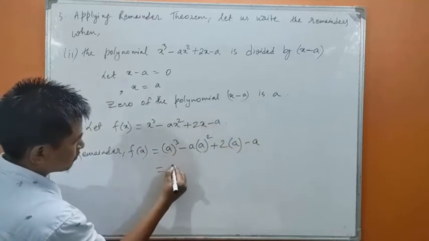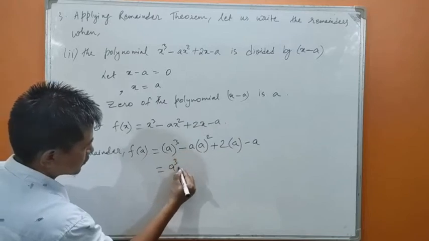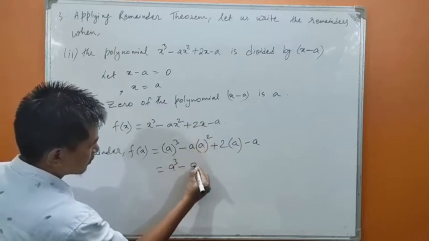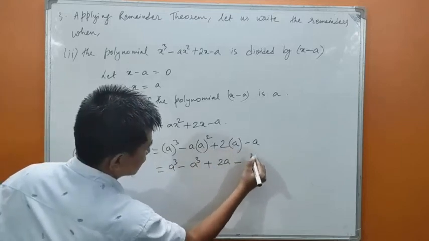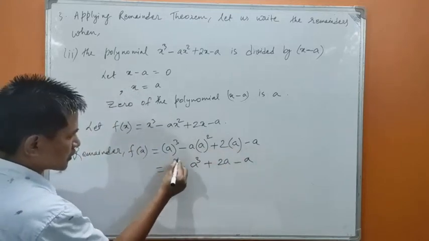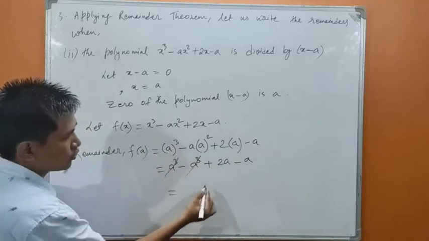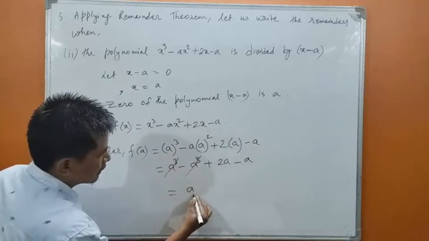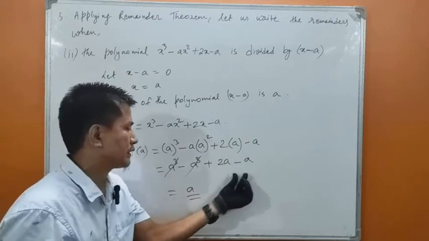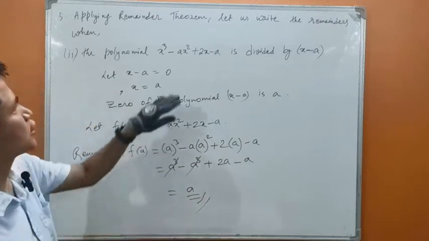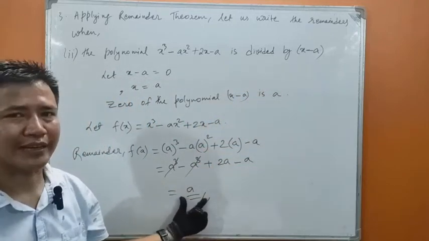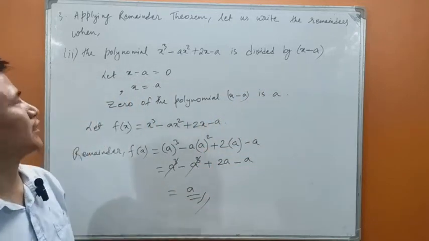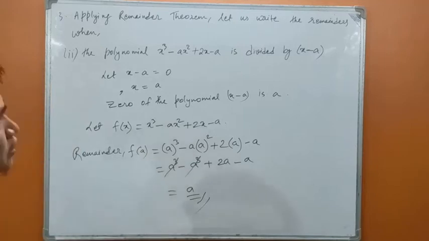So this is a cube minus a square into a, which becomes a cube, plus 2 into a is 2a, and this is minus a, isn't it? Plus a cube and minus a cube becomes 0. 2a minus a is a. So when the expression is divided by x minus a, we got the remainder a by applying the remainder theorem. So this is the end of question number 3. We will move on to question number 4 quickly.